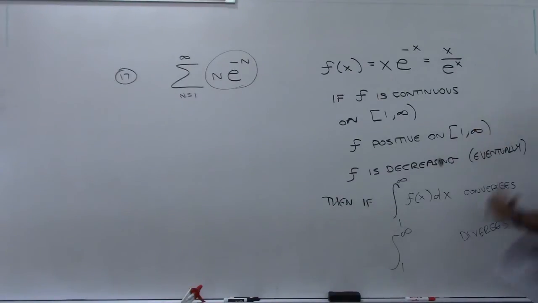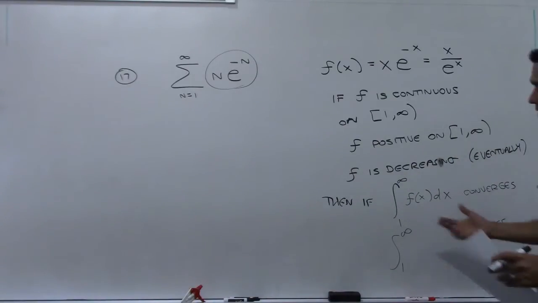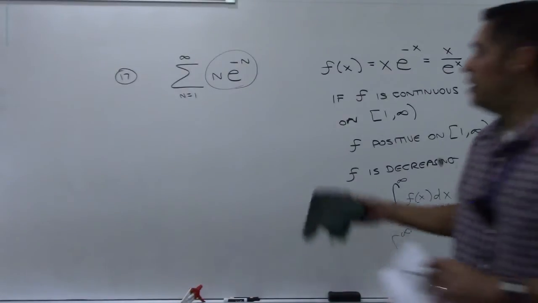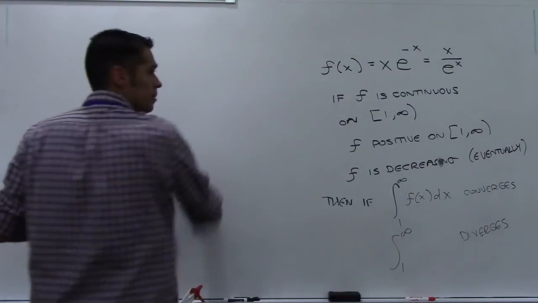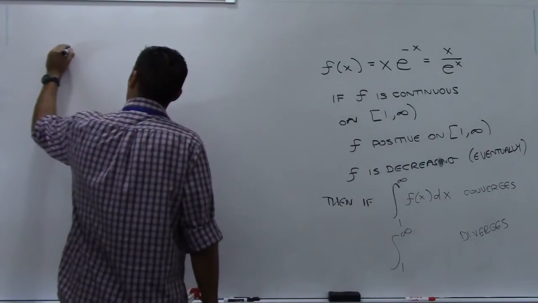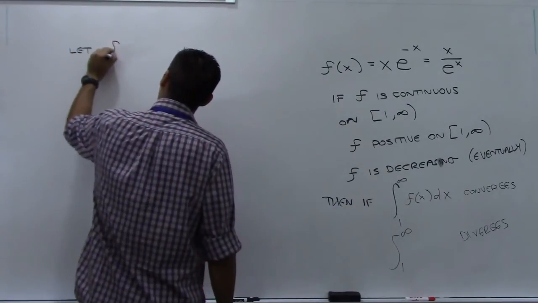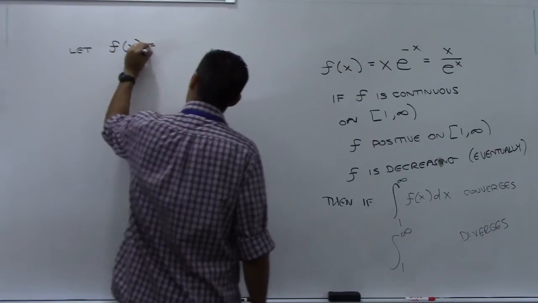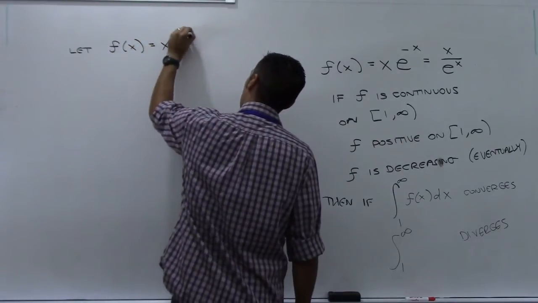So it is continuous. Is it positive? I need to check. Is it decreasing? I need to check. So there's a lot of work to do in this. So here we go. I'm going to do it formally now. This was just me thinking. Okay. Let f of x be equal to x e to the negative x.